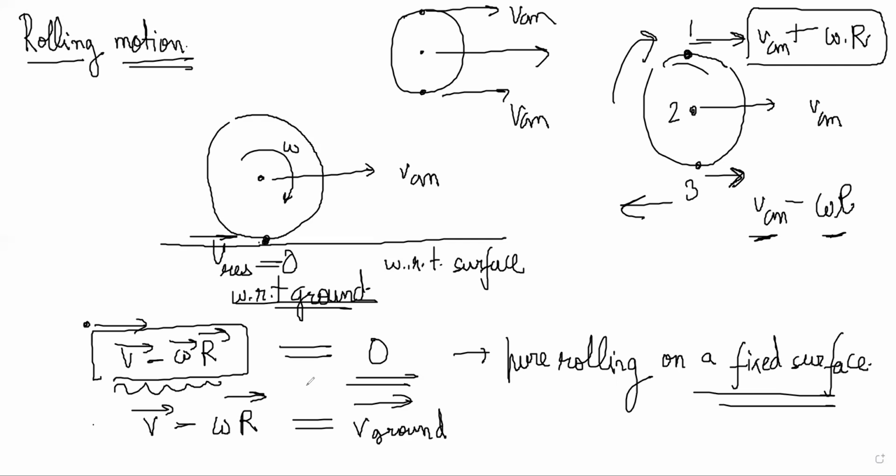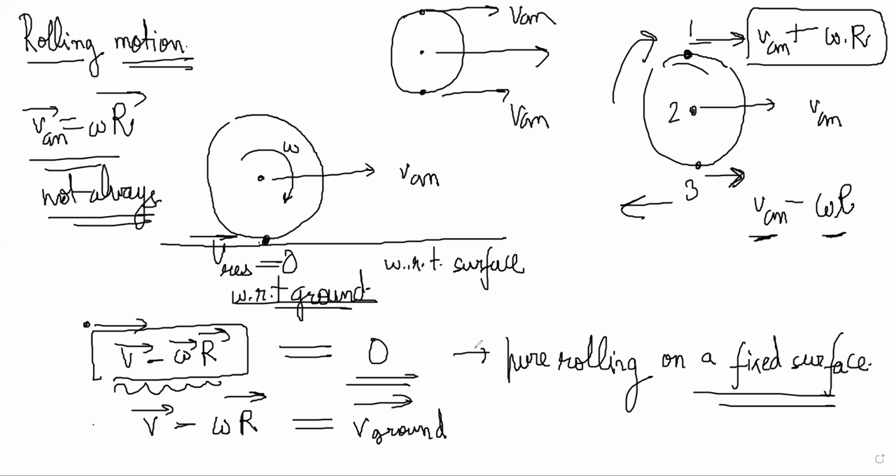So how do you decide relative motion with the surface? You need to find the absolute velocity of the lowermost point, which is V_CM minus omega r, and then check the velocity of the lowermost surface, which is V_G or something. It could be 0 in most cases. So in most cases, you will have the relation V_CM is equal to omega r for rolling, but not always.